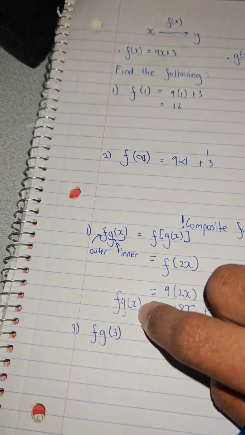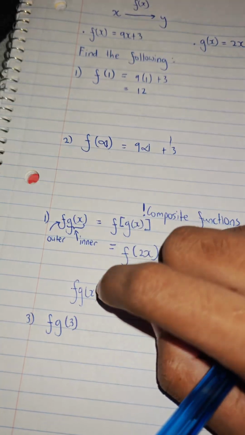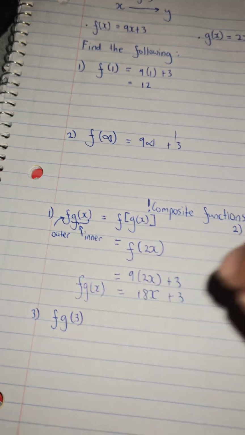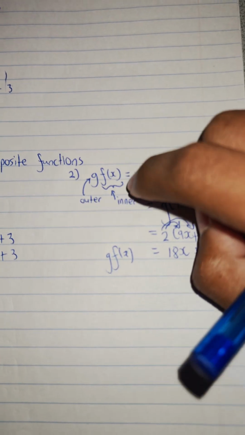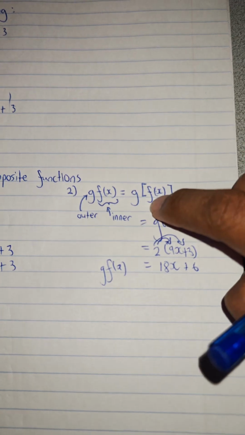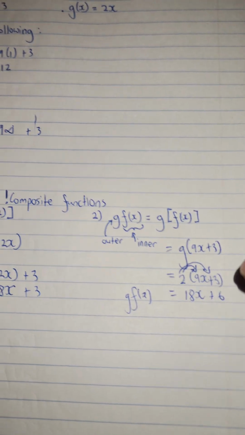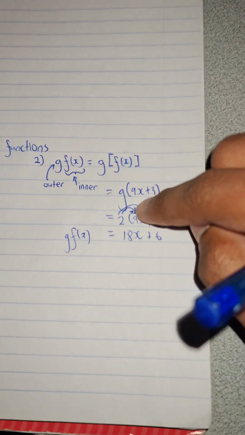Again, the one on the inside is the inner function, and the one on the outside is the outer function. You're always plugging the inner function into the outer function. And let's look at this one more time. So gf of x. This is the inner function over here. You're always plugging the inner function into the outer function. So the inner function is f of x. So we need to go and check what f of x was again. F of x was 9x plus 3. So that's going to be g of 9x plus 3.